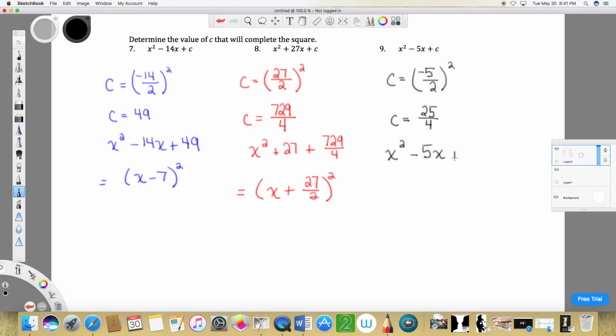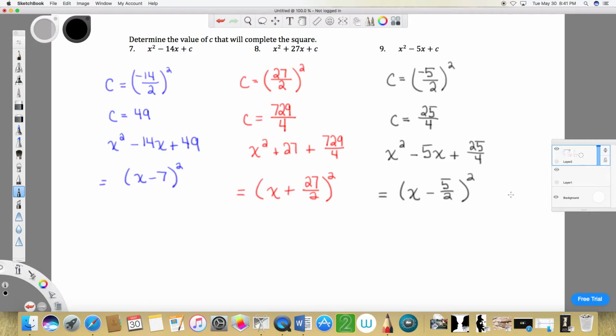we would have this trinomial, and we can factor it by taking half of that middle term and then squaring it. So that's the pattern.